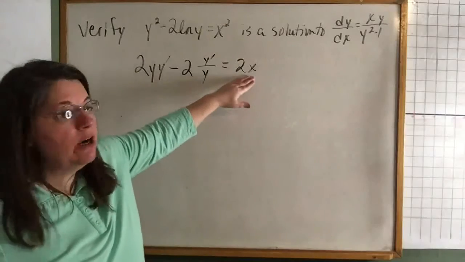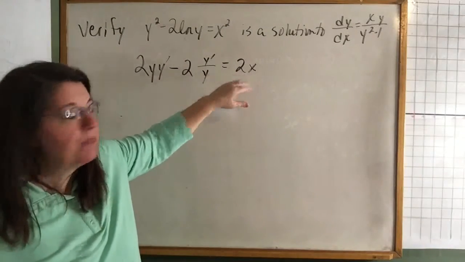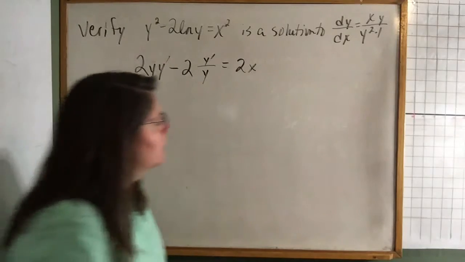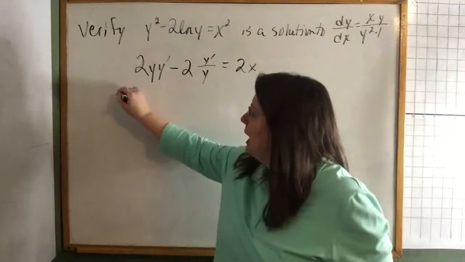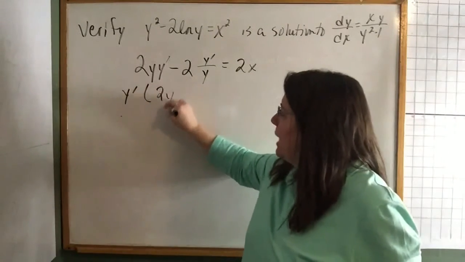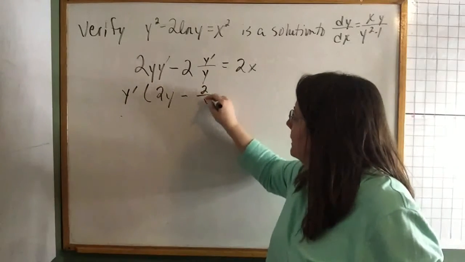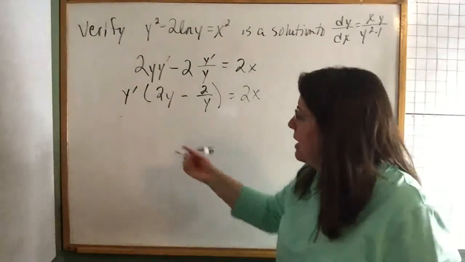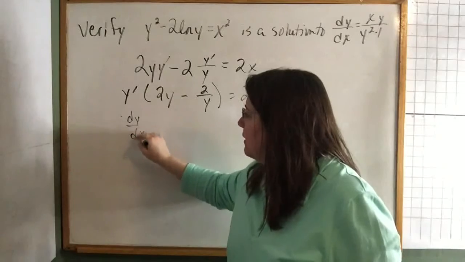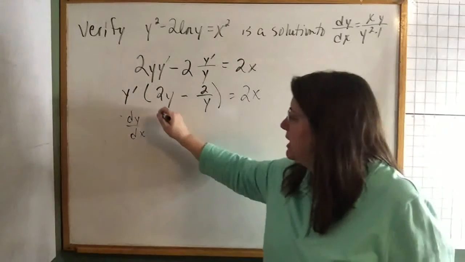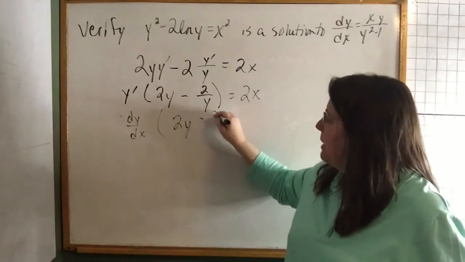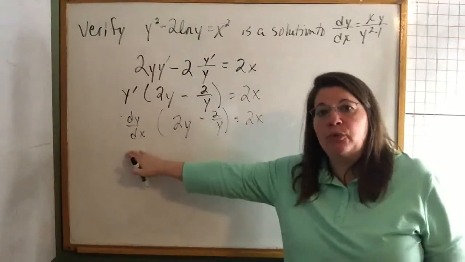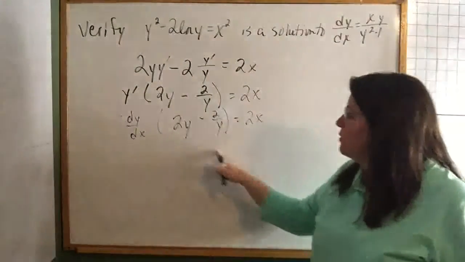We don't need a y prime over here because we were taking the derivative of an x term. Then we will need to get the y primes by themselves. So I'm going to distribute out a y prime. That will give me 2y minus 2 over y equals 2x. Now understand, y prime is the same thing as dy over dx. There's nothing wrong with that. So that's the same thing as dy over dx times 2y minus 2 over y equals 2x. Well, to get the dy over dx alone, which is what we want to do here, I'm going to move this to the other side.